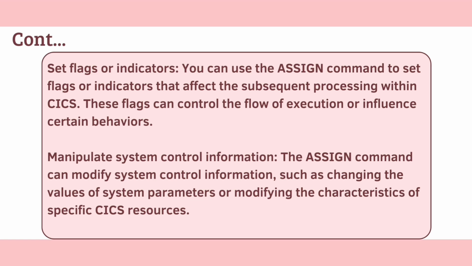Set flags or indicators. You can use the ASSIGN command to set flags or indicators that affect the subsequent processing within CICS. These flags can control the flow of execution or influence certain behaviors. Manipulate system control information. The ASSIGN command can modify system control information, such as changing the values of system parameters or modifying the characteristics of specific CICS resources.